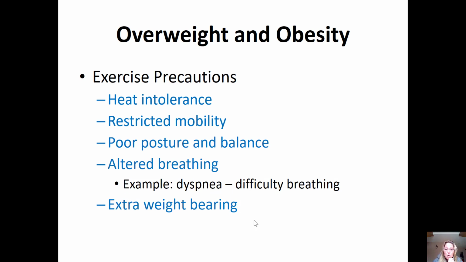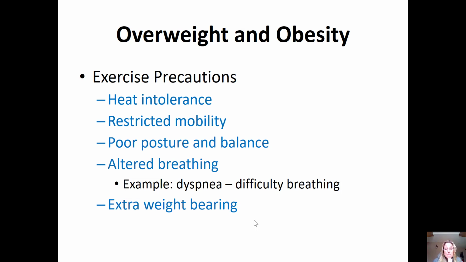Number two is restricted mobility, right? We have extra body fat in the way, so it's harder for them to do, say, a standing quadricep stretch. They can't grab their foot to pull their heel up to their bottom because there's extra fat in the way there. So there's restricted mobility. So how can we help that client do that stretch?